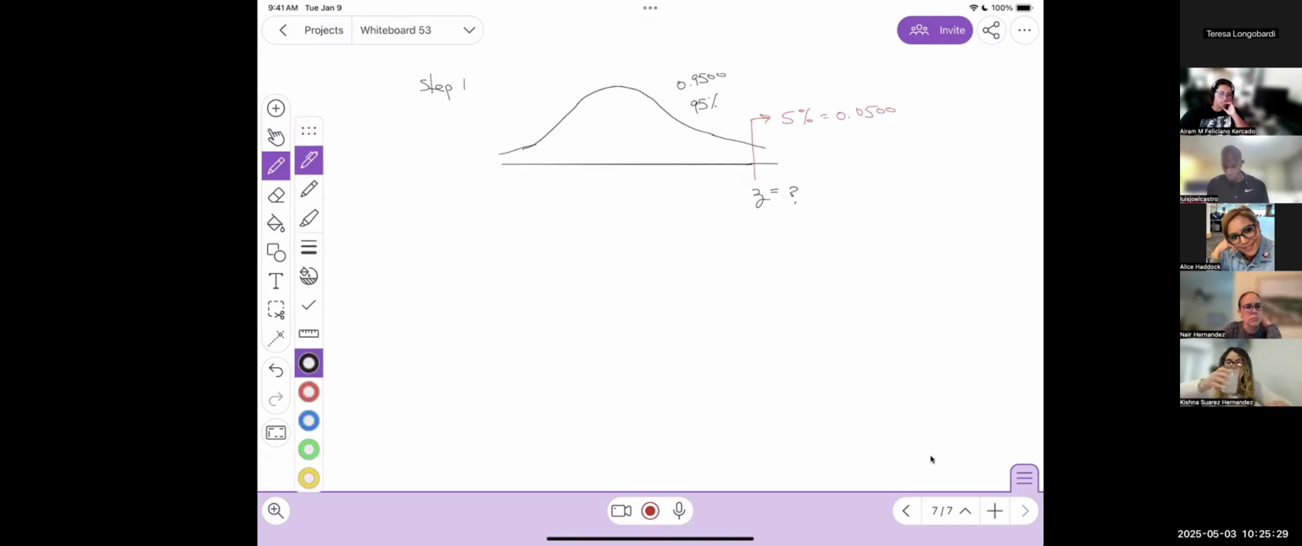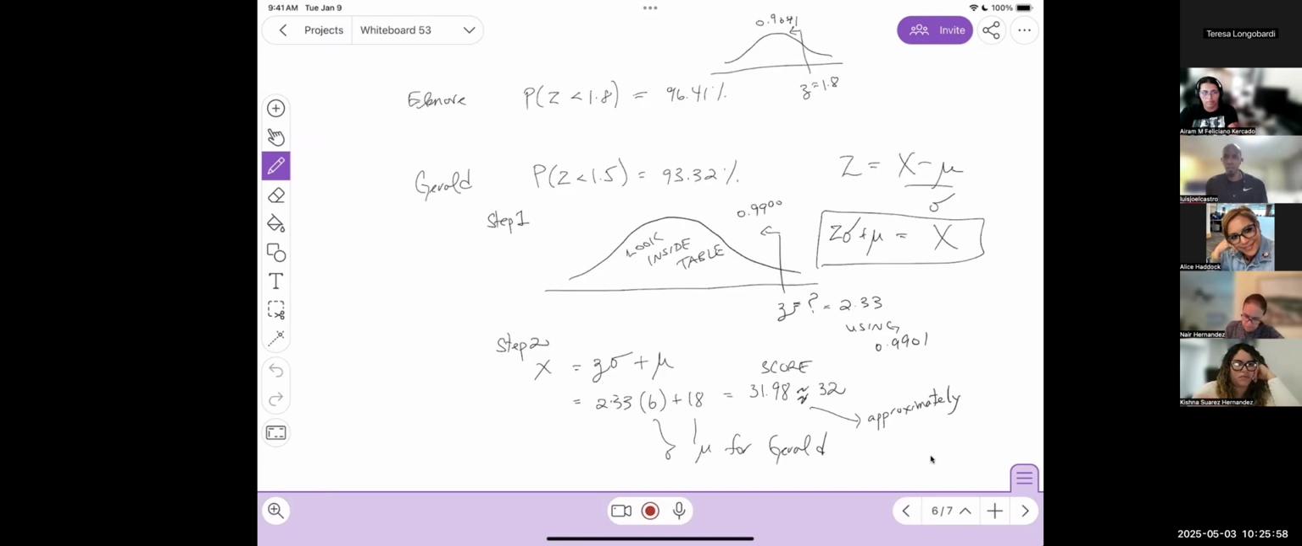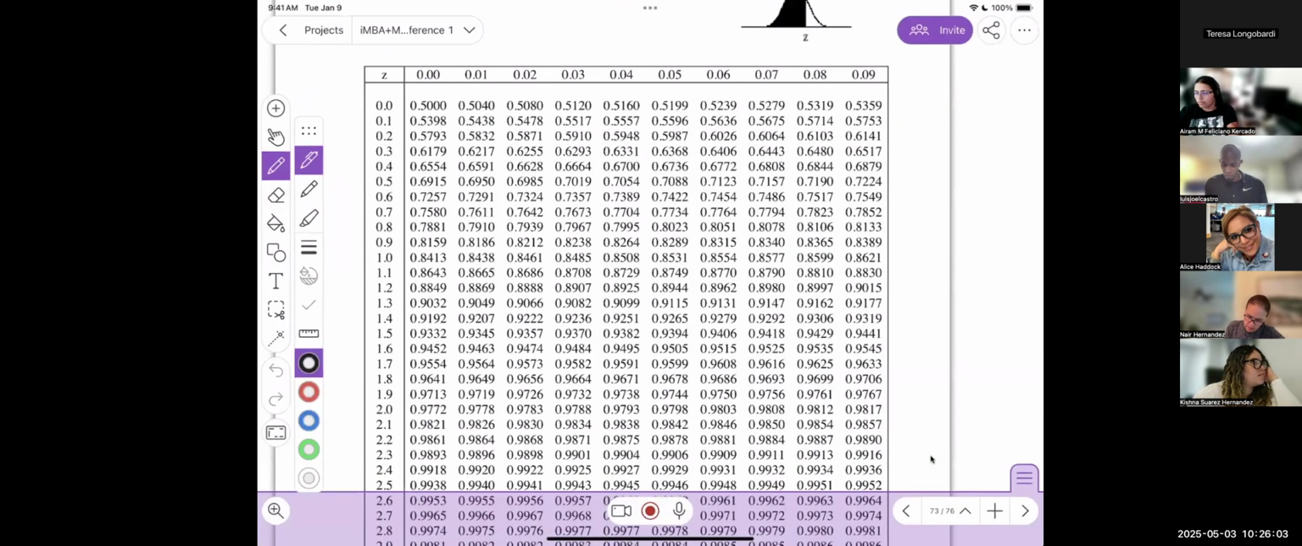0.9500. So we look inside for 0.9500. What do you find? 1.65. Okay, so there's some issues, right? Let's go see. All right, so 0.9595 is like the closest one. All right, so let's look for 0.9500.